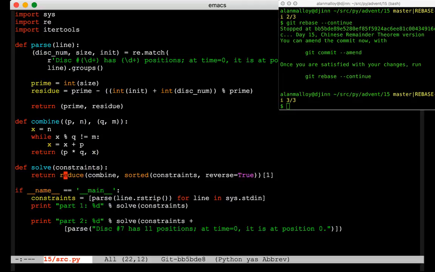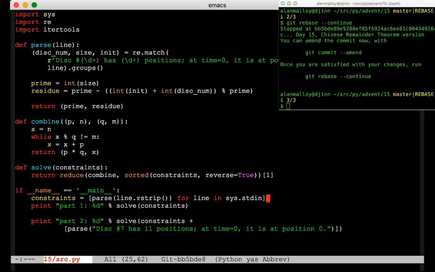we're just reducing with combine over all of our constraints. And I sort them, but I don't know if that actually matters. And I return the element at index 1 in the tuple, which is the second element of the tuple, which is the modulus that we want. So we don't really care how big the gigantic wheel of primes is. We just care what modulus we have to be with regard to it, because we're starting at 0.